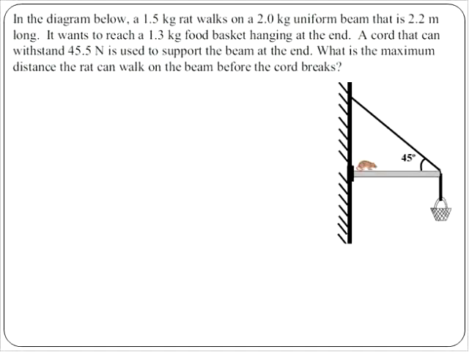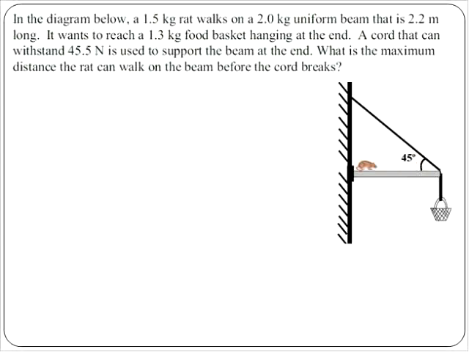Here's a very similar situation. Now this one would be more of a level 3 question. So we got a 1.5 kilogram rat is walking out on that beam that's 2.2 meters long. He's trying to reach a food basket right here at the very end. Now this cord that's holding it up can only withstand a maximum tension of 45.5 newtons. We want to know how far can the rat walk out, maybe he can make it to the end, but how far can he go before the beam breaks? How far can he go before it breaks?